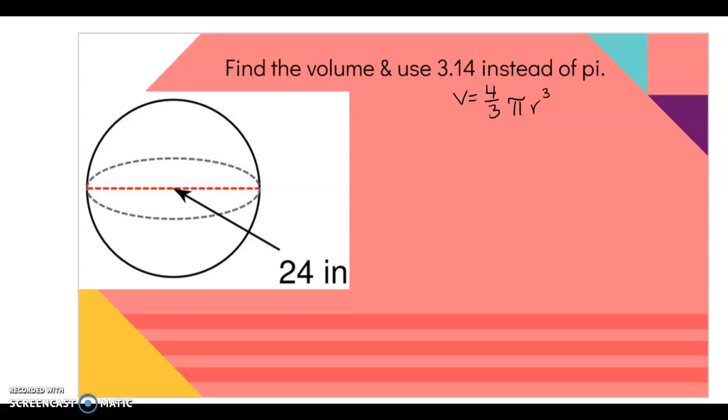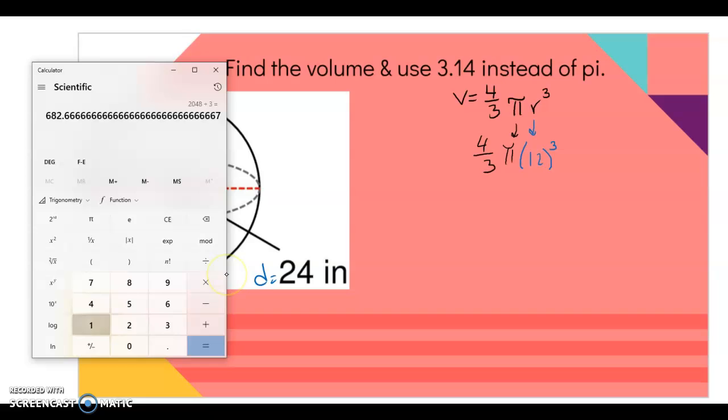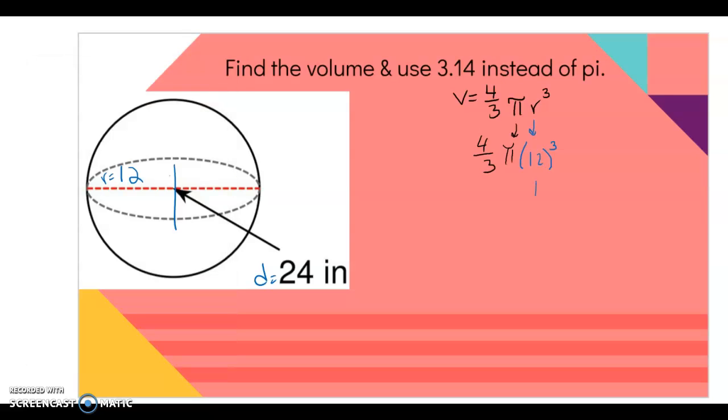So again, I'm dealing with a diameter. So I need to be aware that this is diameter because it's all the way across. If I cut it in half, half of 24 is 12. So I know I'm going to have 12 cubed here. Bring everything down, and it says use 3.14 instead of pi. So now I'm going to take my calculator and do 12 times 12 times 12, or 12 cubed. 1,728.